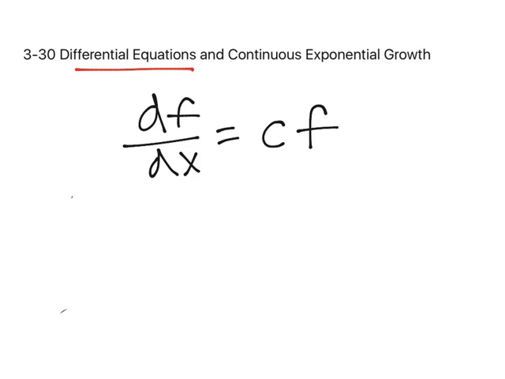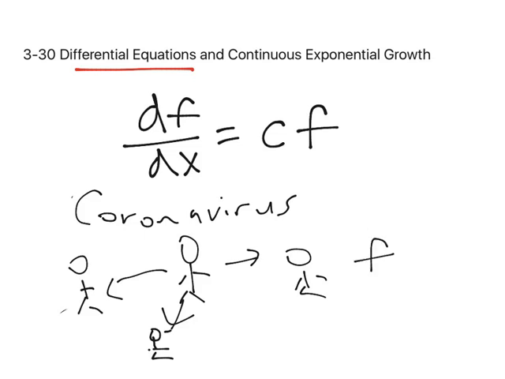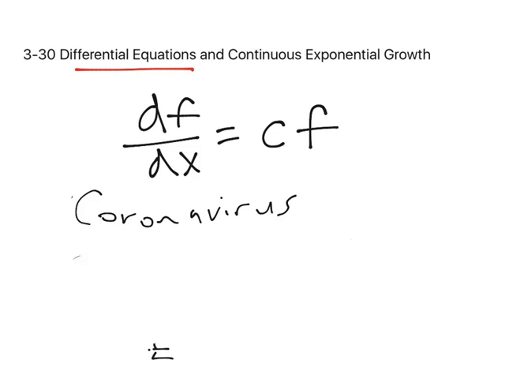Well, the growth of the coronavirus. Every person spreads it to, let's say, a certain number of people. If that's the case, then the rate at which it grows has to be proportional to the number of people who already have it. The more people have it, the more people infect others. In other words, we can write it this way.